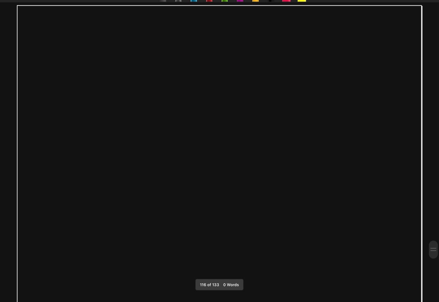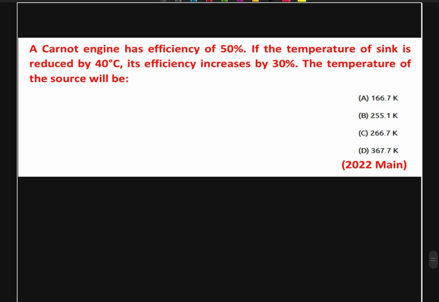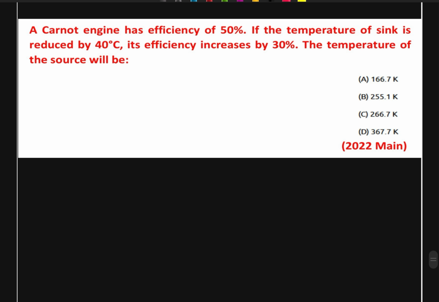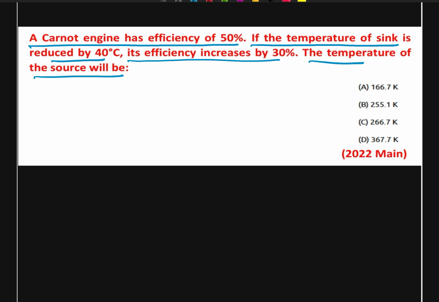Next question. It states that a Carnot engine has an efficiency of 50%. If the temperature of the sink is reduced by 40 degree, the efficiency increases by 30%. The temperature of the source will be. Okay, so in this case, we have two cases, temperature reduced and efficiency is increased.